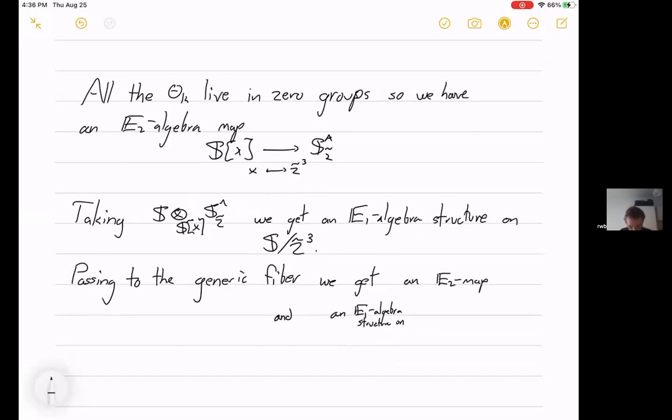There is a quotient by 2 tilde cubed. And now we can pass to the generic fiber. And when we pass to the generic fiber, we get an E2 algebra map, S adjoint X to the 2 complete sphere. And that's going to send X to 8. And by taking that tensor product to pass to the quotient, we get an E1 algebra structure on S mod 8. There it is.